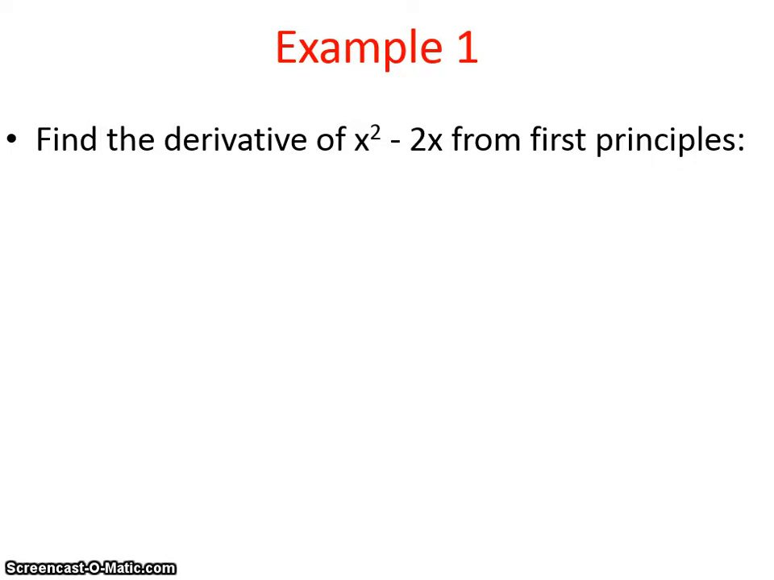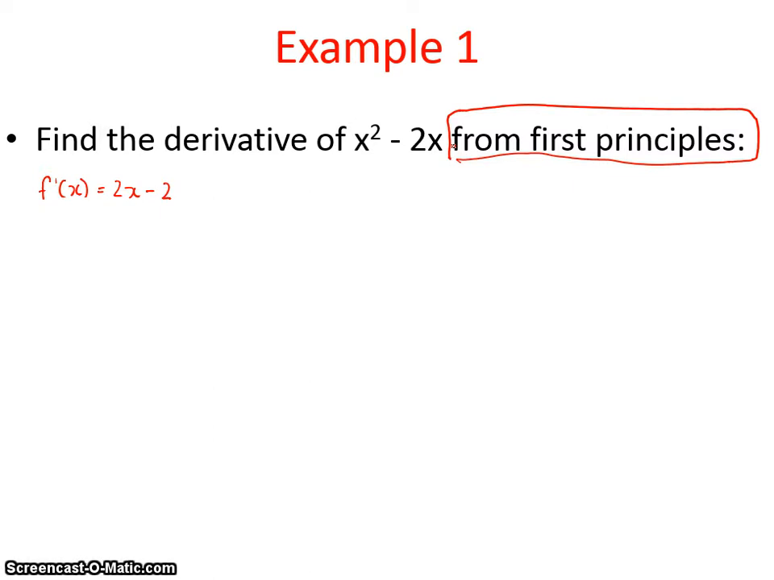Let's consider this first example here, where we're asked to find the derivative of x squared minus 2x. Now, we know that if we used the differentiation rule that we were working on a couple of lessons ago, we would know that my derivative here would be equal to simply 2x minus 2. Now that's the differentiation rule, very quick, very simple. But if I was asked to find this derivative using first principles, I would have to approach it in a totally different way. I would have to use our formula that we derived in the previous tutorial.